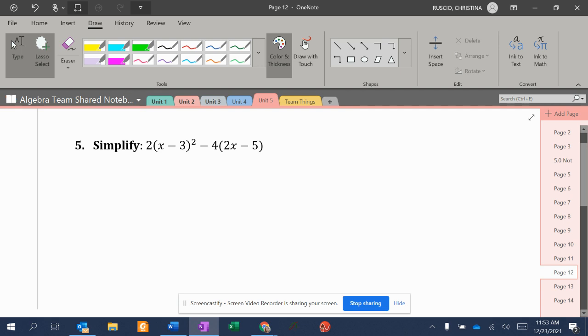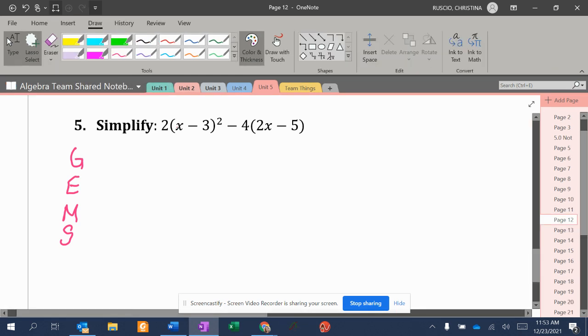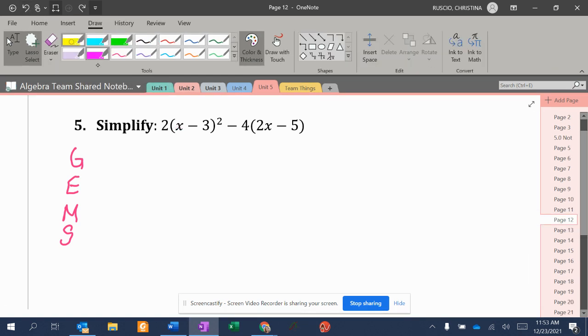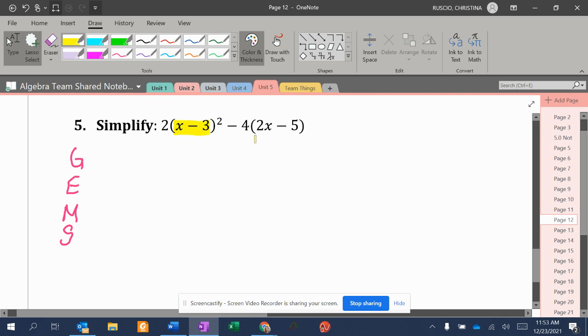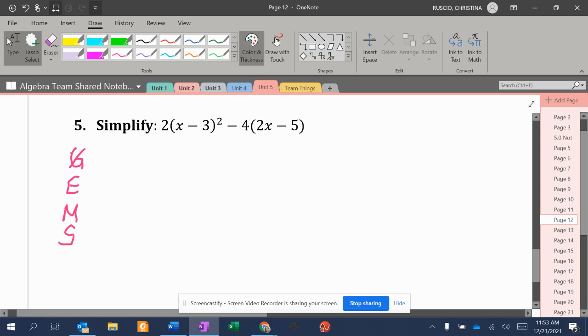Okay, last but certainly not least, we have question number 5. Notice how this is kind of crazy. There's a lot going on here. So we are going to follow order of operations, so PEMDAS or GEMS, however you learned it, okay? So the first thing that we need to think about is, do we have any groupings? Can we group together x minus 3? No. Can we group together 2x minus 5? No. So we don't have any groupings.